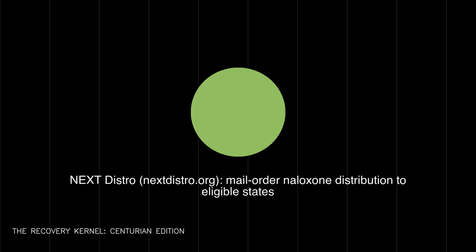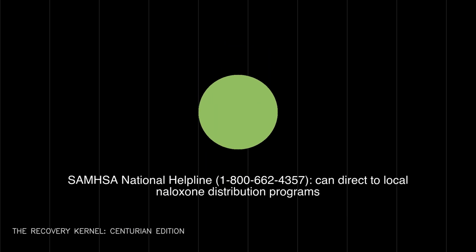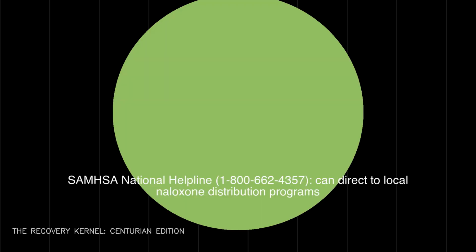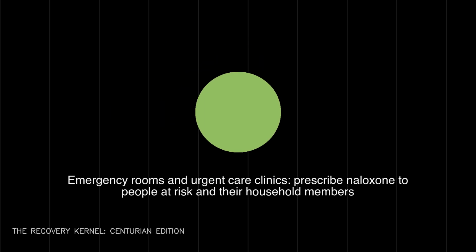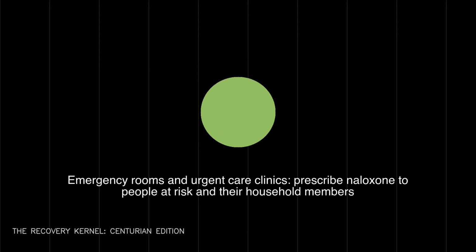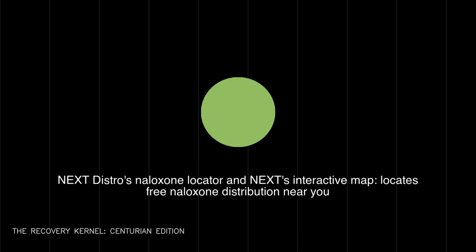SAMHSA National Helpline, 1-800-662-4357, can direct to local naloxone distribution programs. Emergency rooms and urgent care clinics prescribe naloxone to people at risk and their household members. NextDistro's naloxone locator and Next's interactive map locate free naloxone distribution near you.